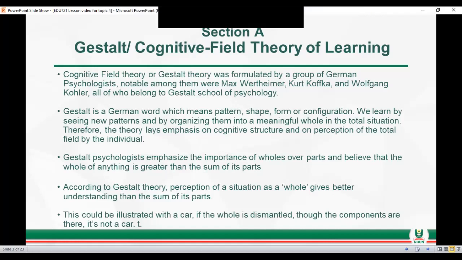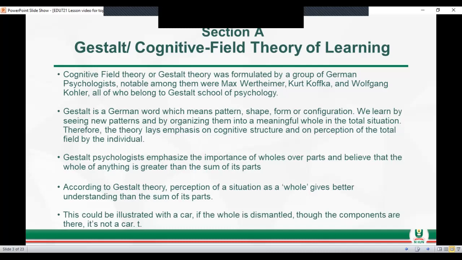Therefore, the theory lays emphasis on cognitive structure and on perception of the total field by the individual. Don't worry if you don't understand it now. As we progress, the understanding will become clearer.